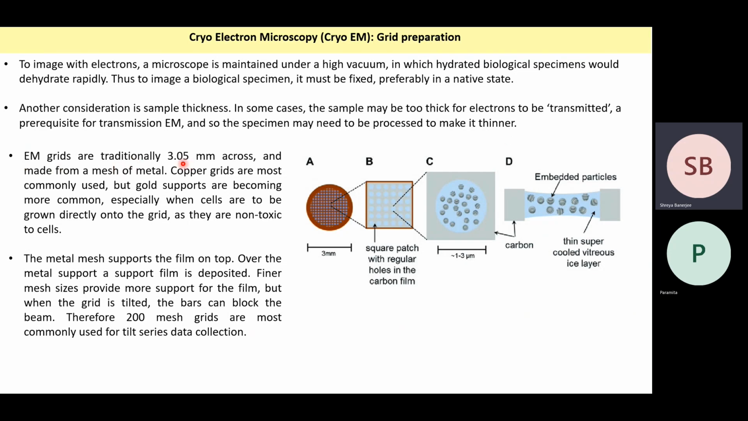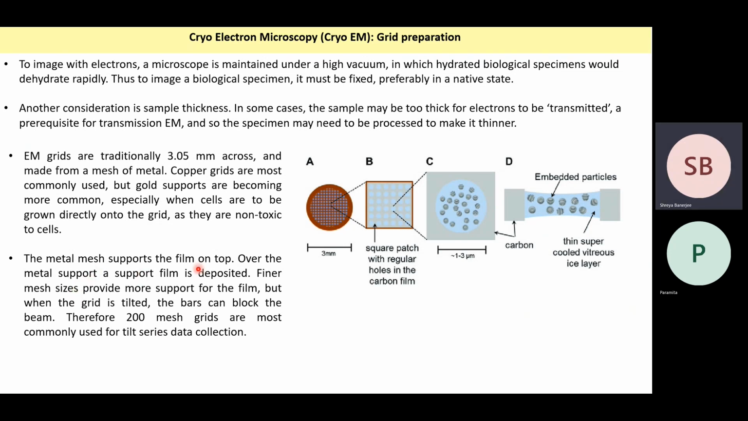Electron microscopy grids are generally 3.05 millimeter across and made from a mesh of metal. Generally, copper grids are used, but gold supports are becoming more common, especially when the cells are to be grown directly on the grid, as gold is non-toxic to cells. So often cells can suffer from copper poisoning from the copper grids, which destroys the cell. And so in those cases, gold is used because gold, as you know, is a noble metal, which makes it unreactive. And so in those cases, this grid is made from gold.